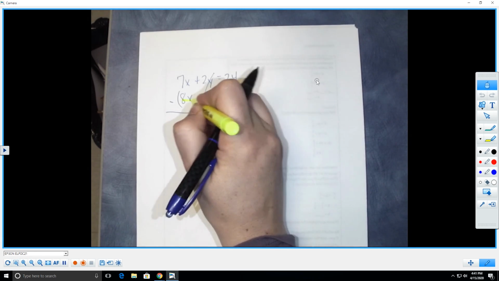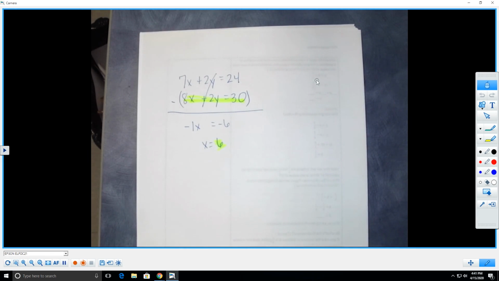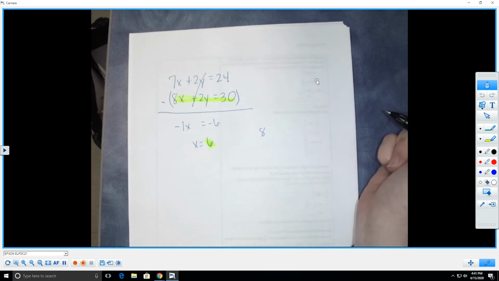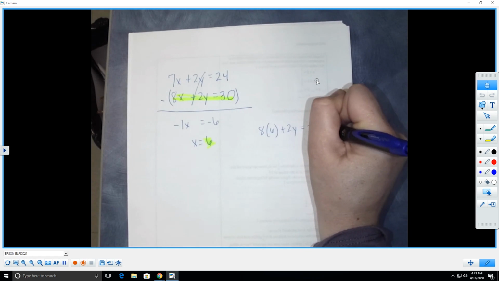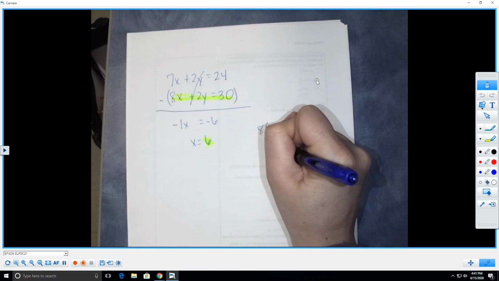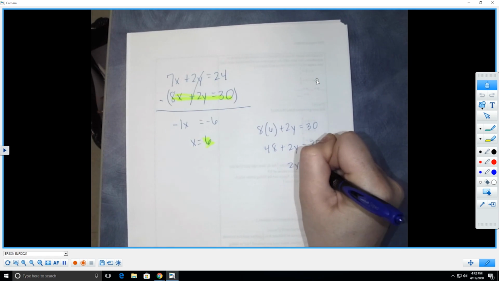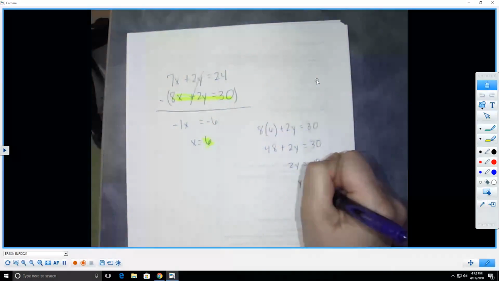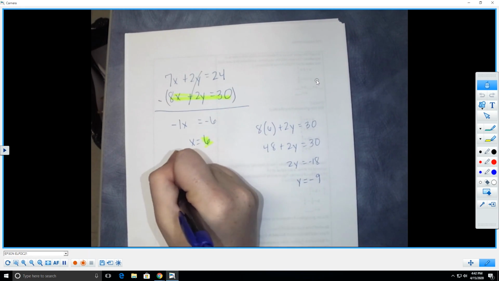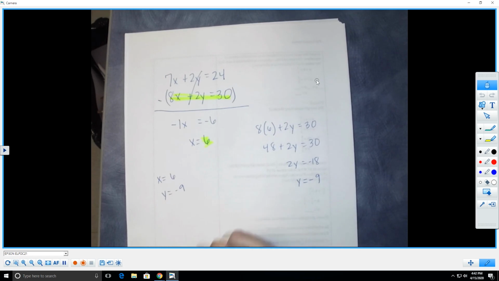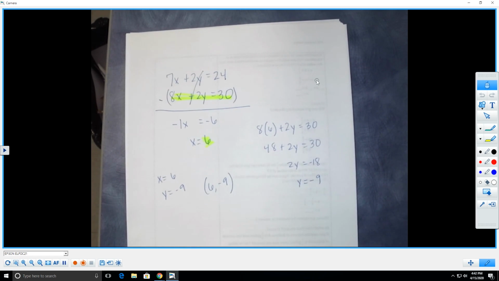Okay, so I'm going to use this equation here. I'm going to plug in the value of x. So I have 8 times 6 plus 2y equals 30, which gives me 48 plus 2y equals 30. 2y equals negative 18, and y equals negative 9. We have found the solution. X equals 6, and y equals negative 9. Or we could write it as an ordered pair, 6, negative 9.